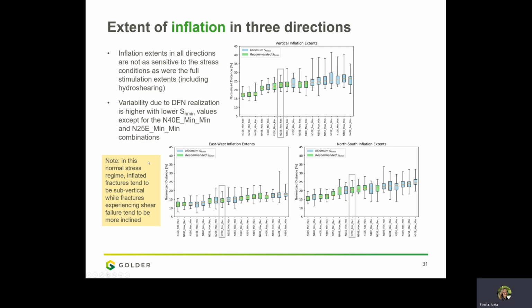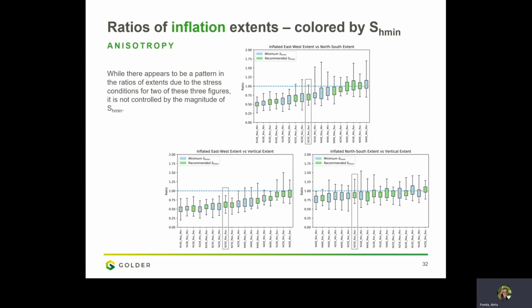And just a reminder here about what I showed earlier: with the normal stress regime, inflated fractures tend to be subvertical, while fractures experiencing shear failure tend to be more inclined. Just referring back to those stereo nets where I was showing inflation and the dilation and slip tendencies. So this is mainly looking at the vertical fractures in the system and how they're responding. And this is the same plot of the inflation extents again, just looking at the anisotropy.